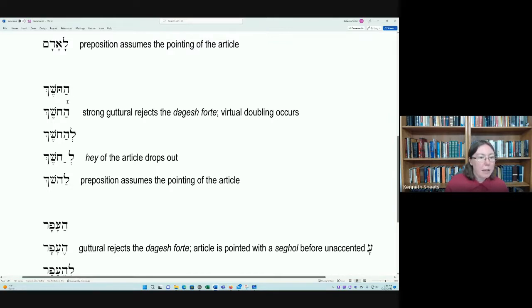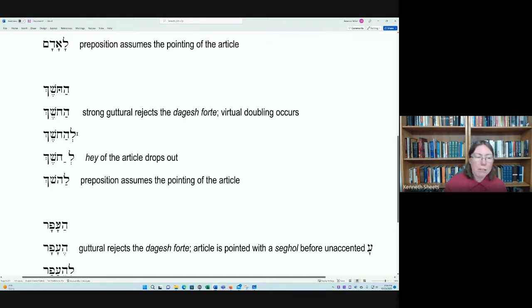So thus, hey with the pathak followed by a dagesh forte, which would be the normal pointing of the article on the word hoshek, darkness here. But hoshek begins with that cheth, that strong guttural. And being a guttural, it cannot take the dagesh forte. And so it rejects the dagesh forte, but because the cheth is that strong guttural, we do not lengthen the preceding vowel. Virtual doubling occurs. So thus we have then the darkness.